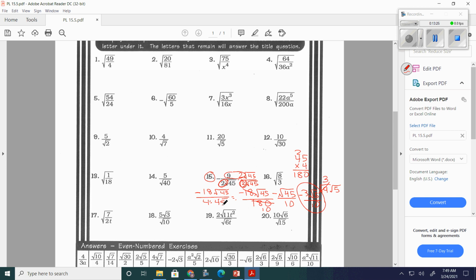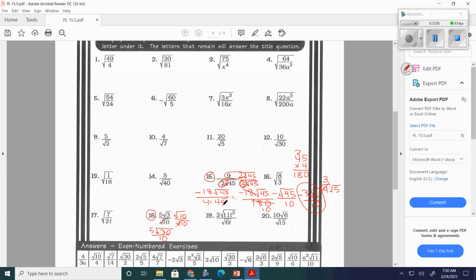Let's just take another one. Let's randomly pick number 18. On 18, right down here, we have the square root of 10 on the bottom. So we're going to rationalize it by multiplying both the top and the bottom by the square root of 10. Remember, this just cancels out the radical sign on the bottom, so we have 10 in the denominator. On the top, on the outside, we have 5. Underneath the radical sign, we have 3 times 10, which is 30.